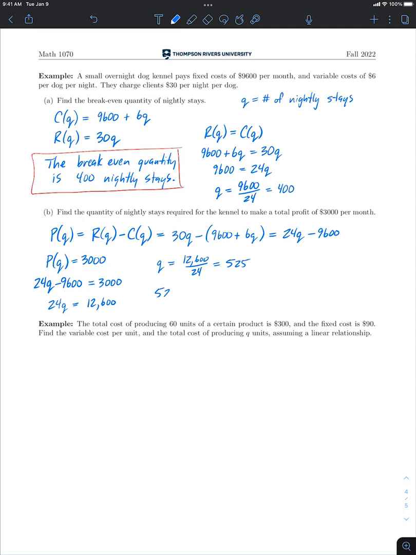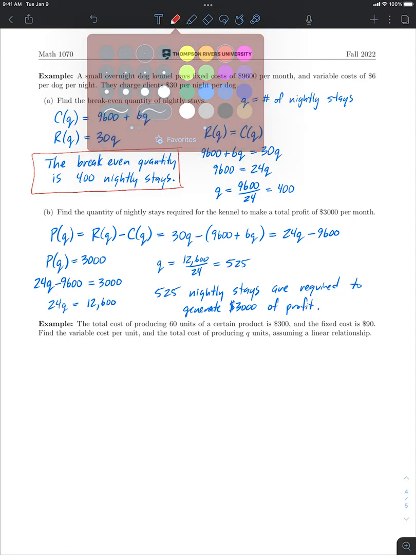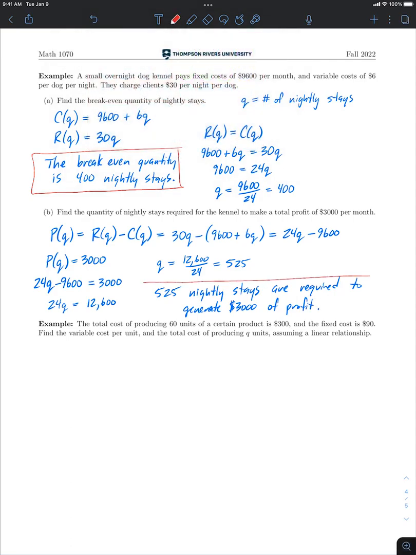So let's write that down. So 525 nightly stays are required to generate $3,000 of profit. Okay. So that's another example under your belt now.